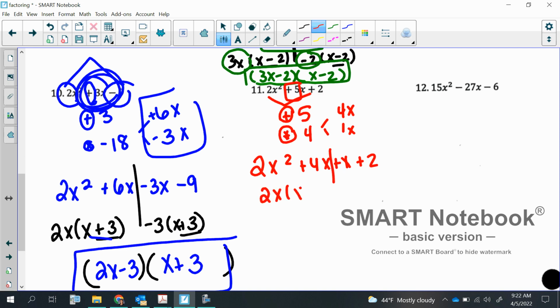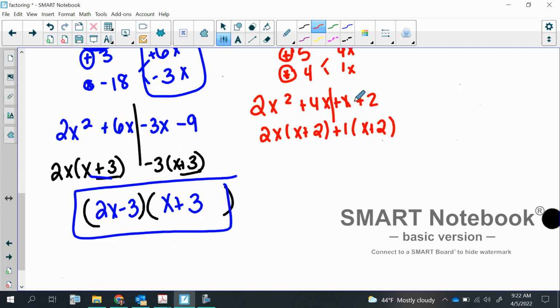So 2x, x plus 2. And then here, we already have x plus 2, so technically you pull out a plus 1, and you're left with x plus 2. So if you already have what you need, just pull out a plus 1. So my two factor pairs are going to be 2x plus 1 times x plus 2.